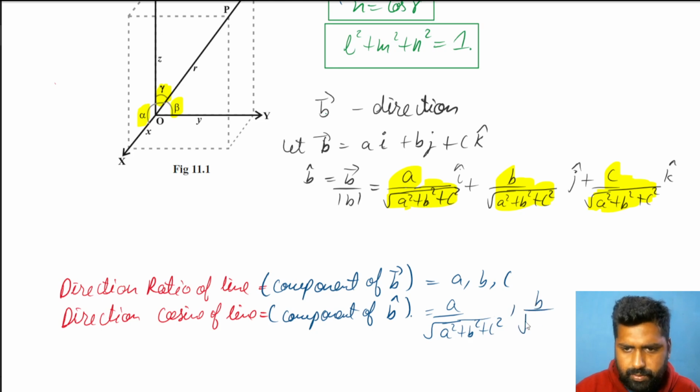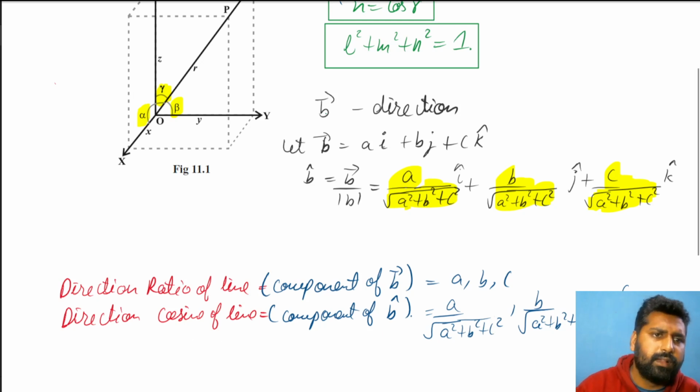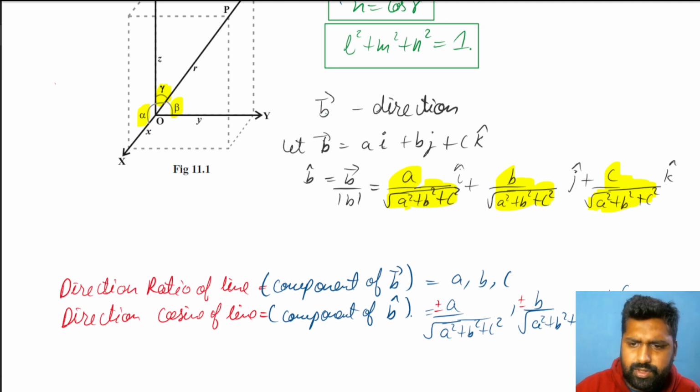B upon square root of A square, B square, C square, C upon square root of A square, B square, C square. Okay. Sometimes it is written like plus minus also. So if you actually try to derive it, I have given you a simple definition here, but if you try to derive it, because of the square plus minus comes, right? Now don't focus too much on this plus minus.